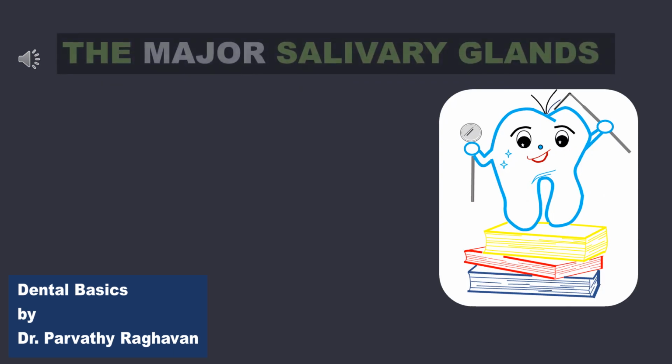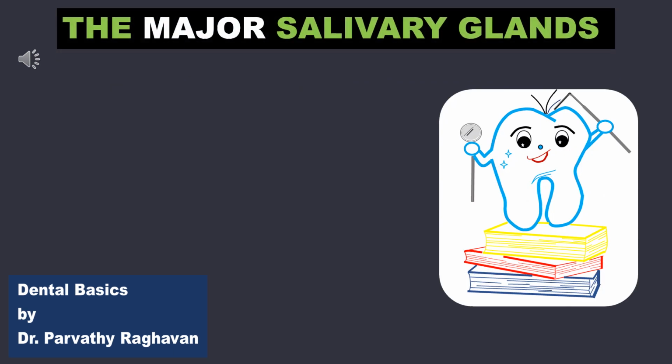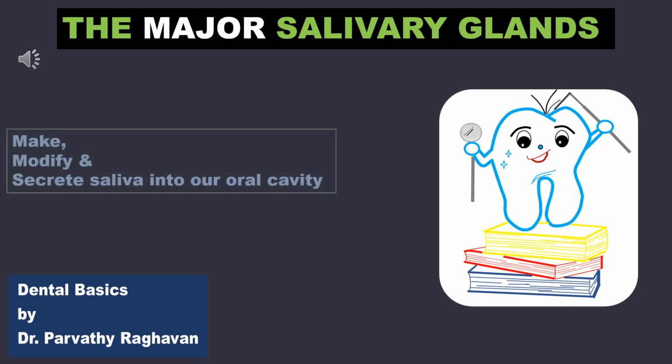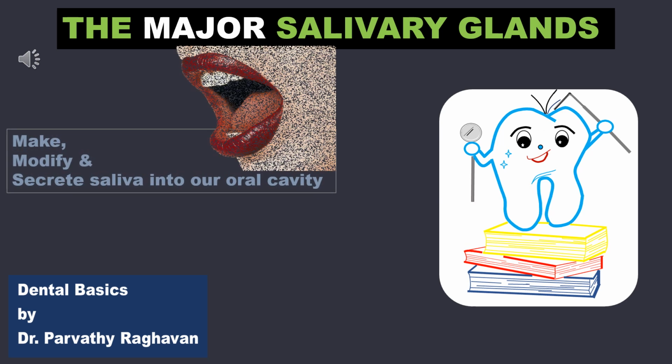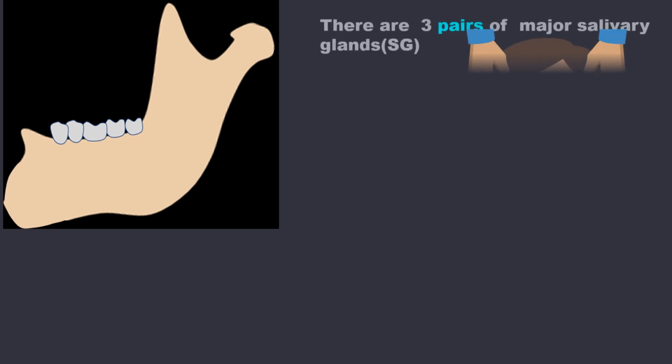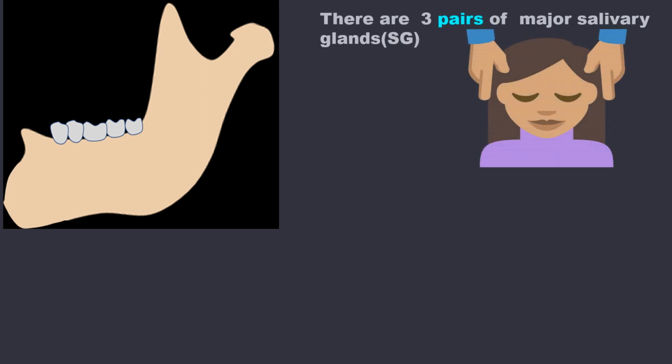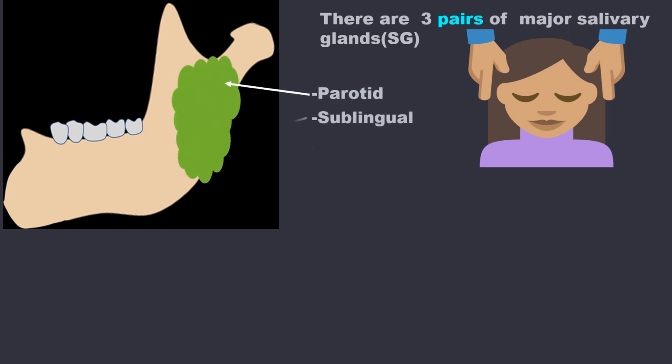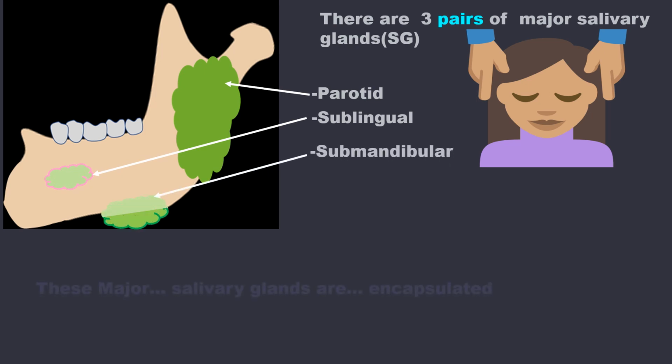The major salivary glands, as the name suggests, are major or big in size as compared to the minor salivary glands. They make, modify, and secrete saliva into our oral cavity. There are 3 pairs of major salivary glands, with one present on the left and one on the right side, and they are parotid around the ear, sublingual below the tongue, and submandibular below the mandible.